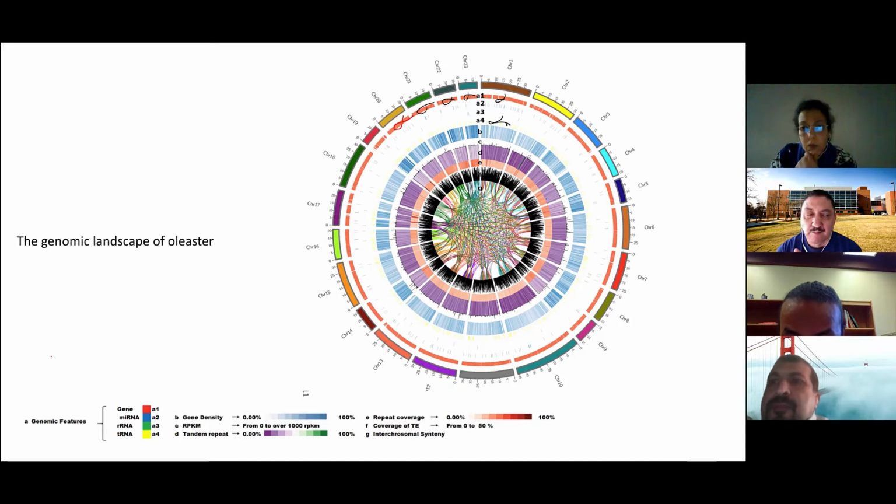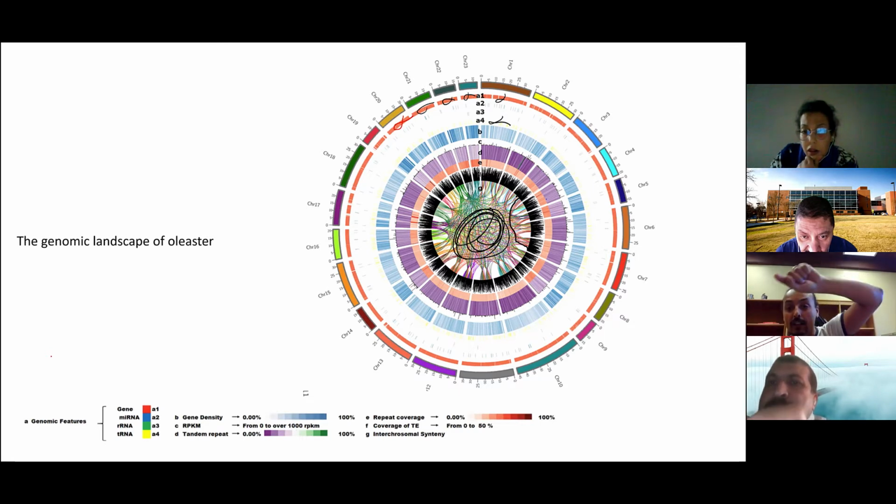The last one, in G, is the interchromosomal synteny, right here, what you see in the middle. This is giving you an idea about the duplication events that happened in that genome. So when you see a color coming from here and going all the way to here, it means that that block from this chromosome duplicated and went to the other chromosome. So all those layers give you ideas about the duplications in the genomes.